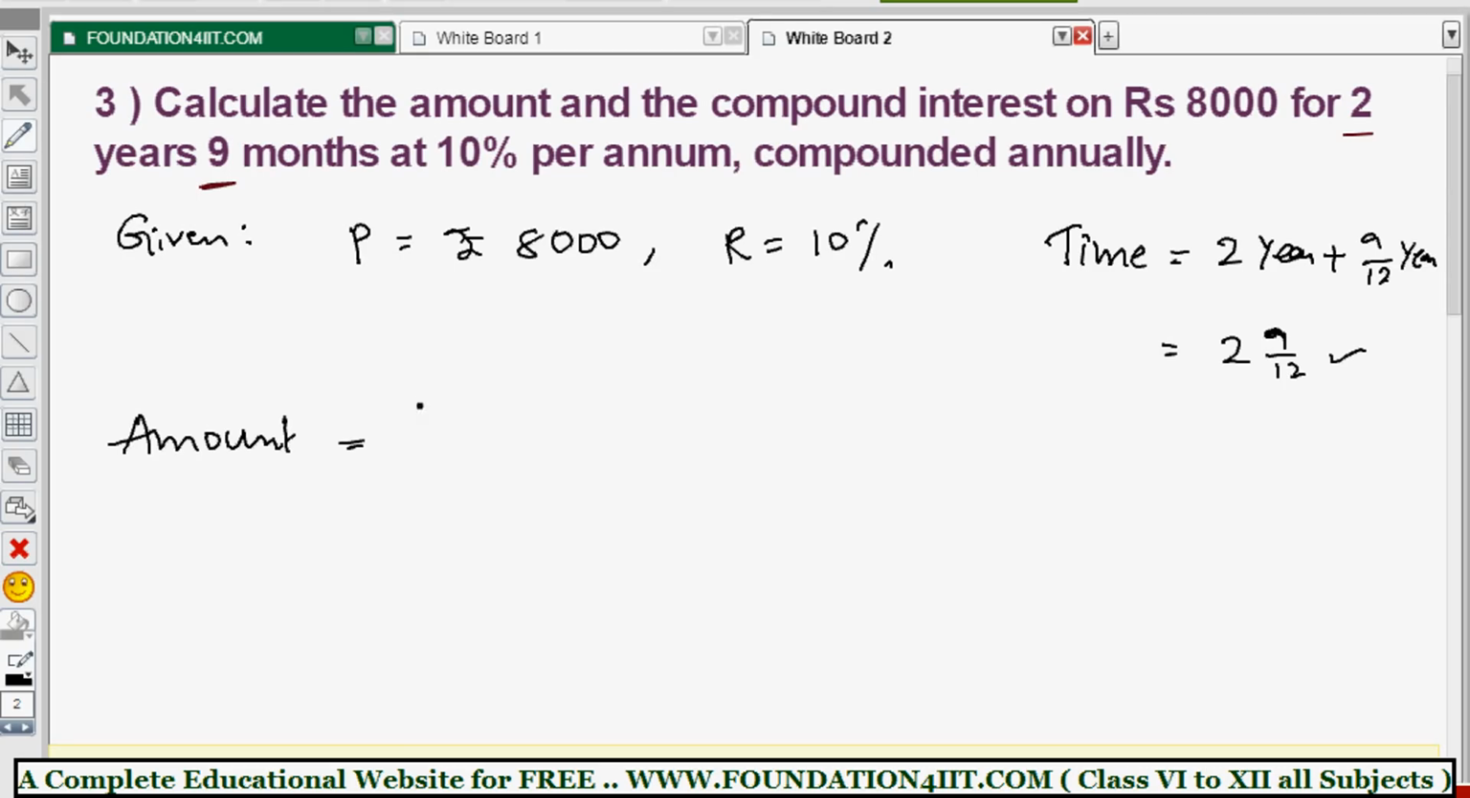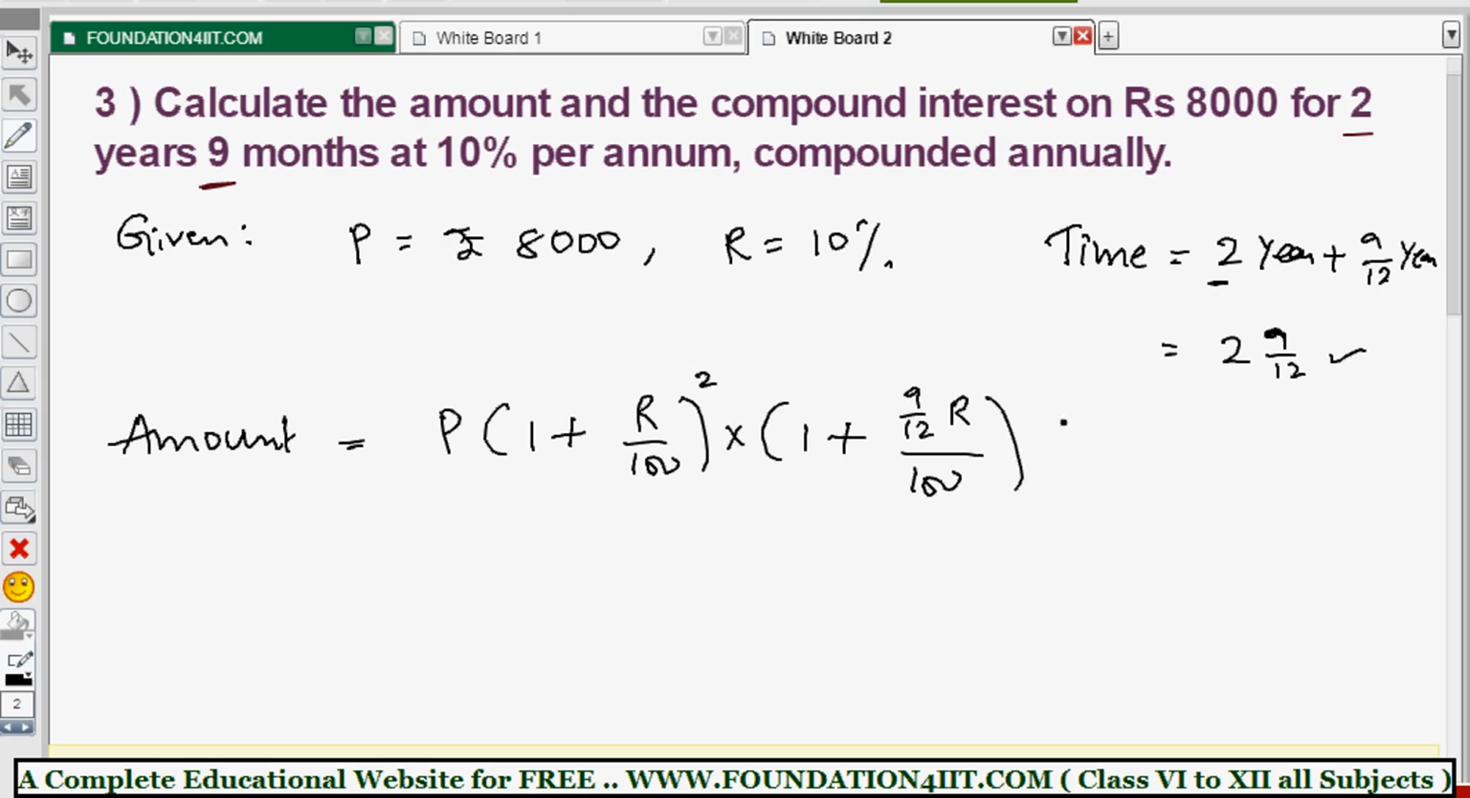this formula you have also seen: P into 1 plus R by 100 all to the power n. So first n is for 2 years, because 2 years is fixed, into again 1 plus R by 100 to the power of the next, 9 by 12. 9 by 12 is the months, and years means we can only write it like this. So this time is 9 by 12 in terms of years. Now we will simplify; just substitute the values in place of R and P.